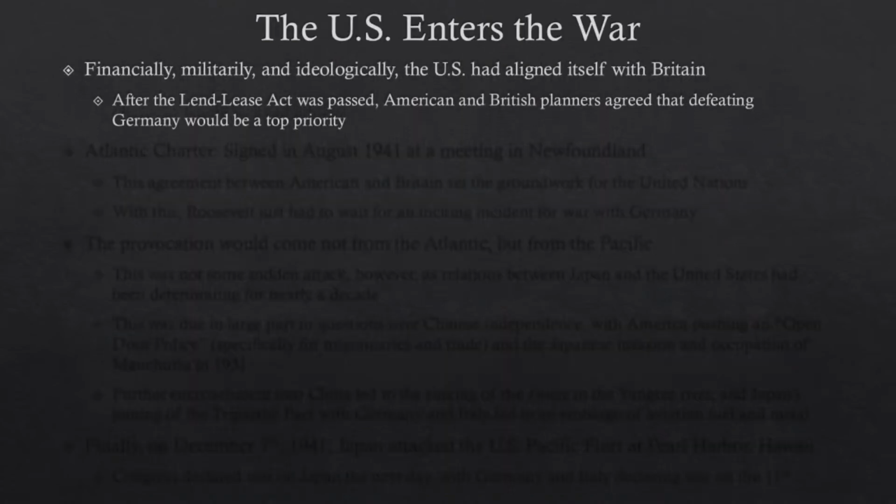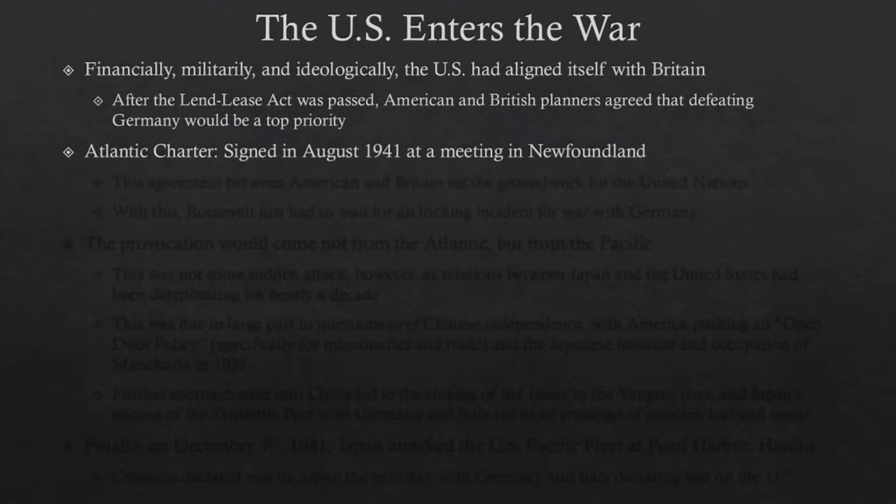So obviously we were allied with Britain. The American and British planners agreed that they needed to defeat Germany first. Italy was just like a side thought. And technically Japan was also allied with the Axis powers.